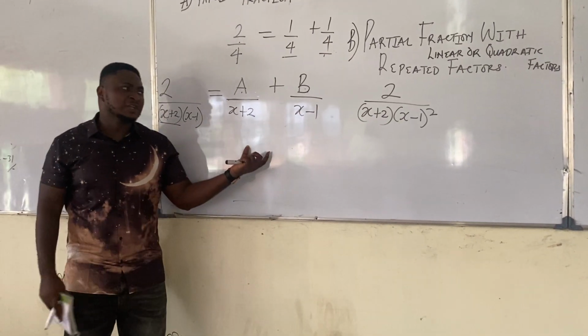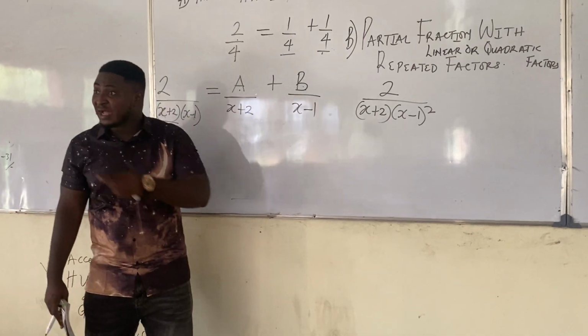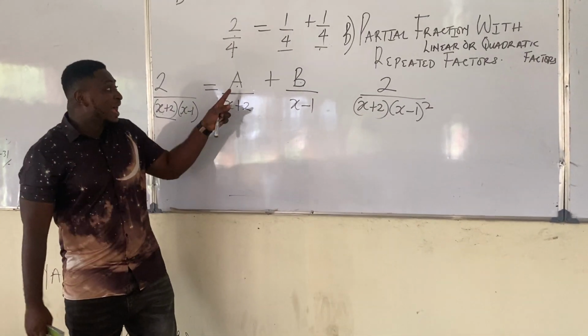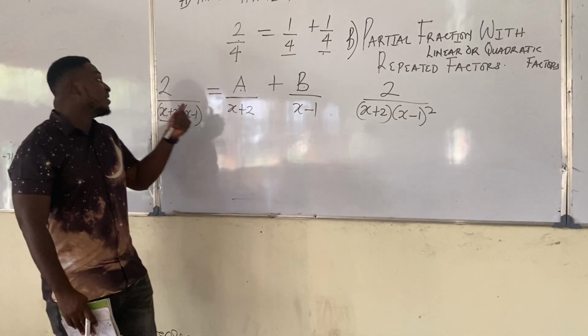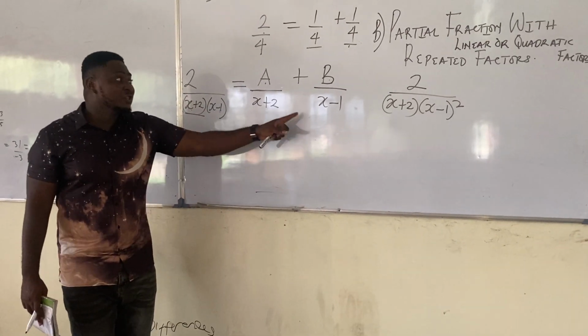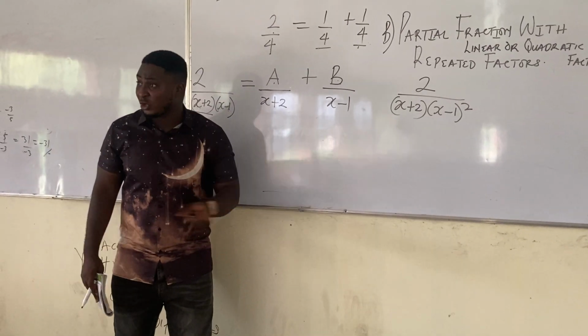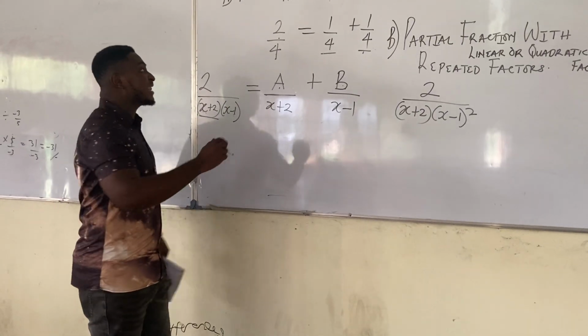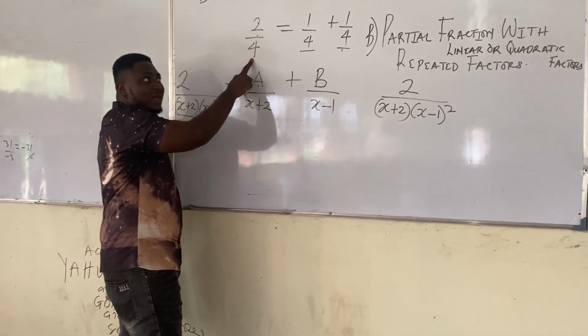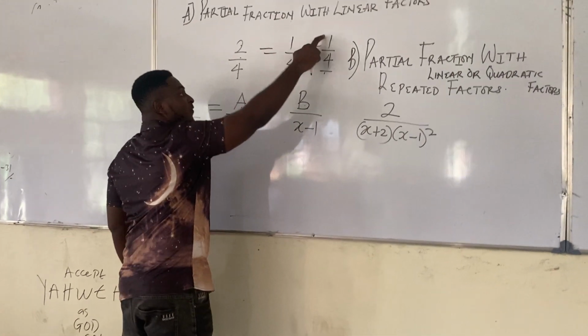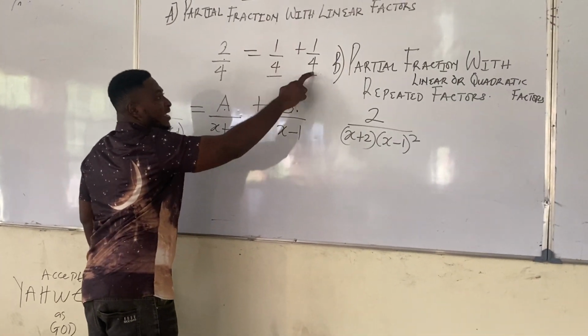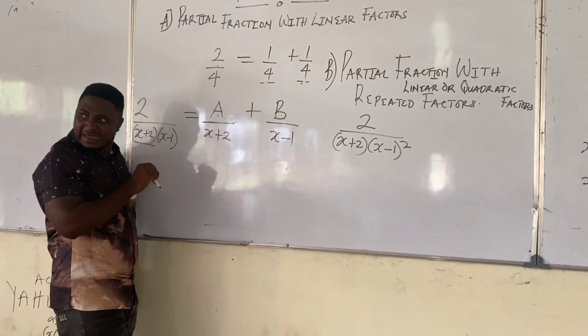Class, the beauty of partial fraction is that after getting the 2 fractions, you can test if you are correct or wrong. You can add up these 2 fractions back and find out, will it give me my question back? If it gives you your question back, then you know that the 2 partial fractions you got are correct, right? I started this class by saying 2 over 4 is a fraction, and it can be broken down into 1 over 4 plus 1 over 4. If these 2 are correct, if I add them up, it should give me 2 over 4 back, right?